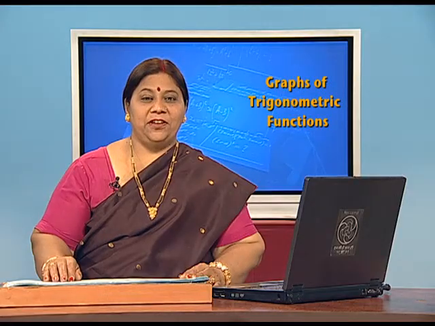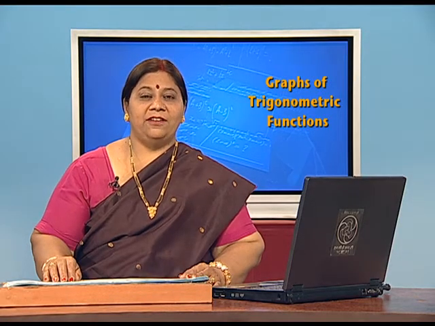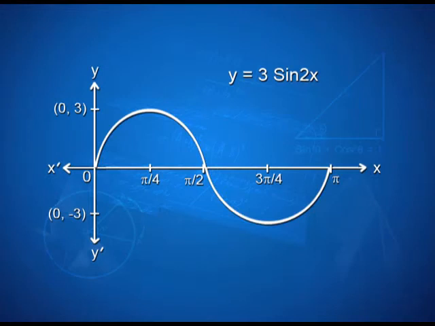So, students, let us pick up one more example to see how we can sketch the graph of the function y equal to 3 sin 2x. To obtain the graph of y equal to 3 sin 2x, we first draw the graph of the function y equal to sin x in the interval 0 to 2 pi, and then divide the x coordinates of the points where it crosses the x axis by 2. This is the way we can draw the graph of the function y equal to 3 sin 2x.